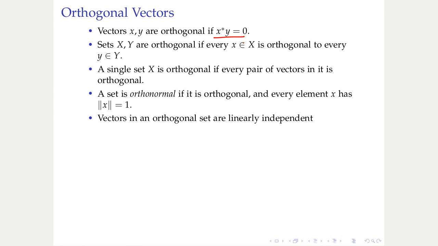A set is orthogonal if you draw two vectors out of it and take their inner product, and they are orthogonal, no matter which two you choose. Also very relevant and very important are orthonormal sets. They're just an orthogonal set where every vector has been scaled to have length 1. And finally, a quick statement: vectors in an orthogonal set are linearly independent.